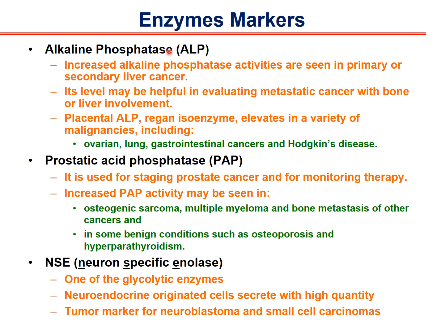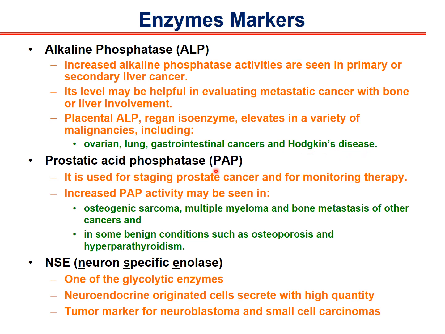Enzyme, alkaline phosphatase, that's an obstructive enzyme. However, it can serve as a tumor marker. For example, in liver cancer, or its level may be helpful in evaluating metastatic cancer in the bone because osteoblasts contain alkaline phosphatase, or liver involvement. Placenta is another rich source of alkaline phosphatase, and again this isoenzyme elevates in a variety of malignancies, including ovarian, lung, gastrointestinal cancer, and Hodgkin's disease.